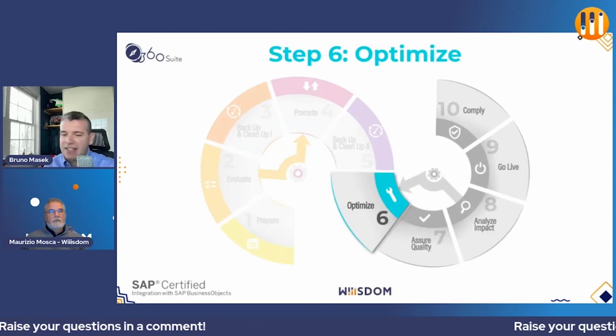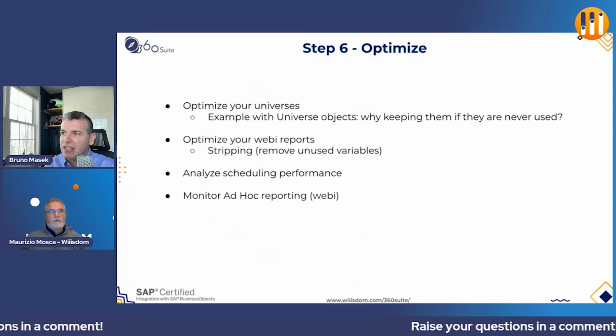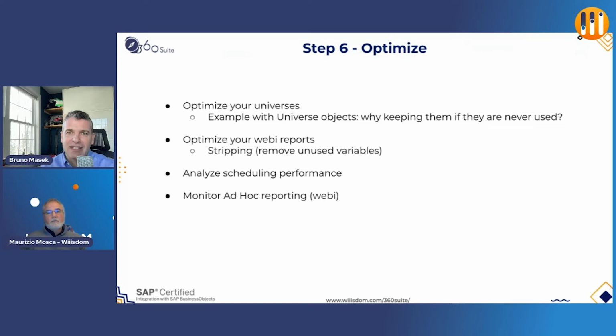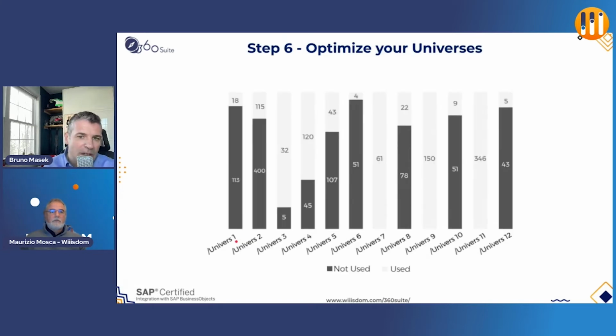Step number 6 is all about optimization. So here, in terms of optimization, you've done your migration. You've got to understand that you want to make sure that your reports are optimized, that they're running quickly. Whatever you can do to make them leaner, you might as well do. So, Maurizio, yes, you can look at different things in terms of optimization. Universes is one example.